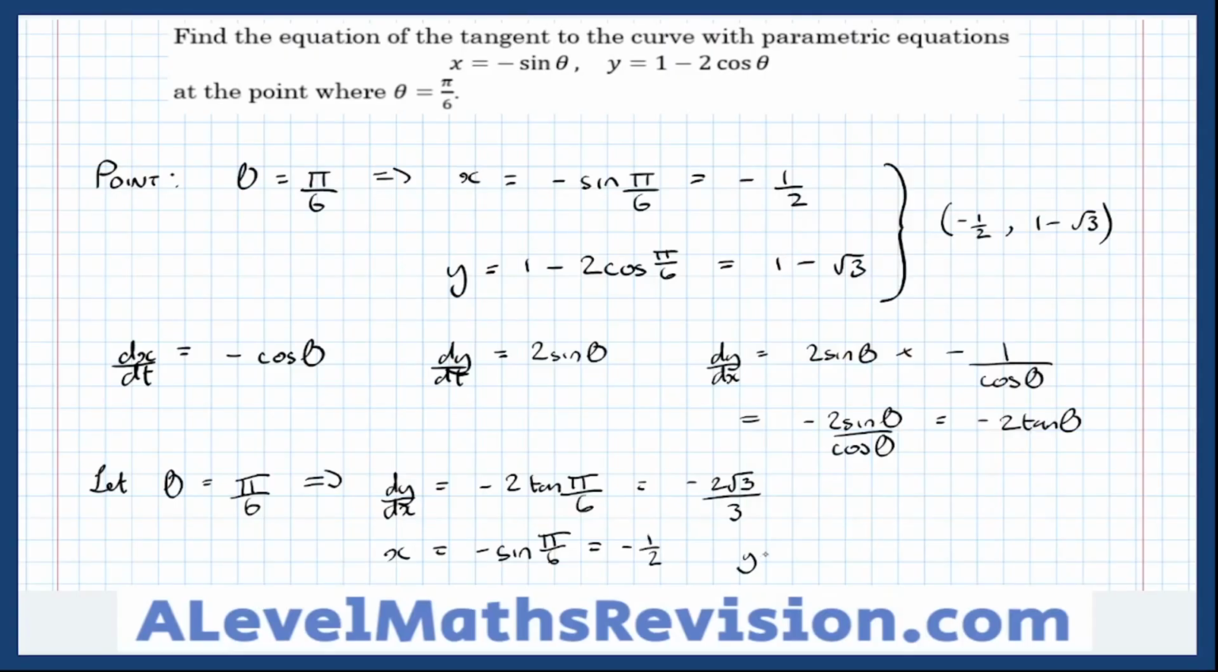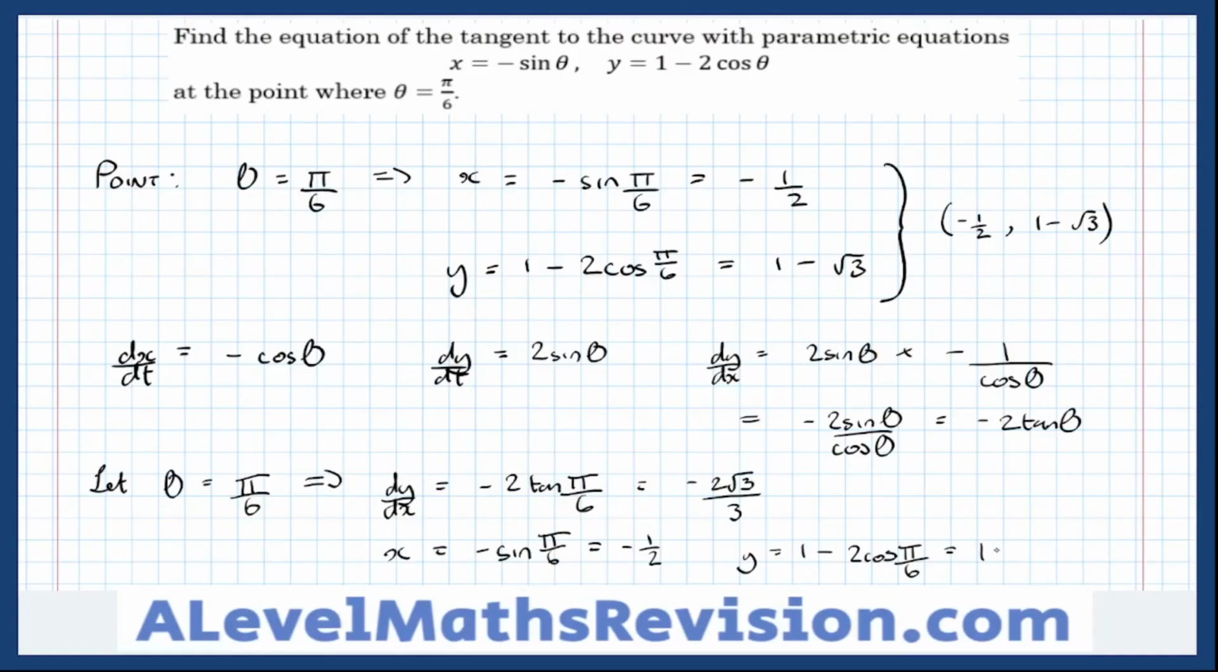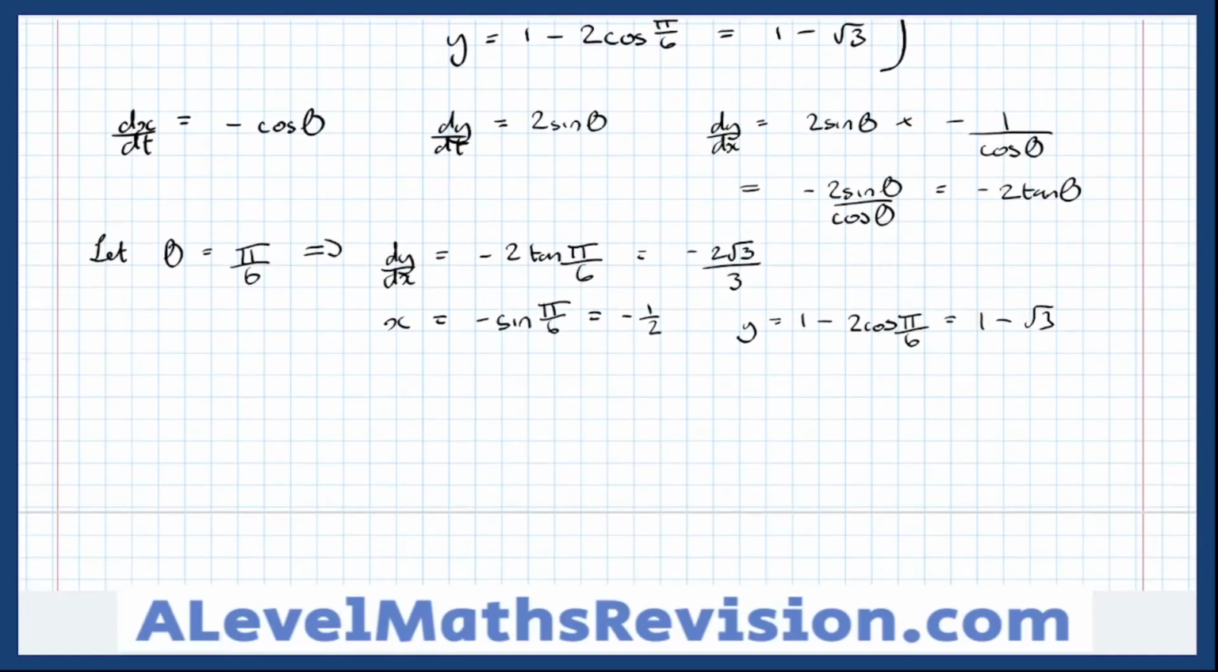Let's do the same for y. Y equals, and we know that y is 1 minus 2 cos of pi over 6, which is equal to, so 1 minus 2 cos pi over 6, 1 minus root 3. So there we've got our coordinates and the gradient. Therefore, we can find out the equation of the tangent, as it asked.